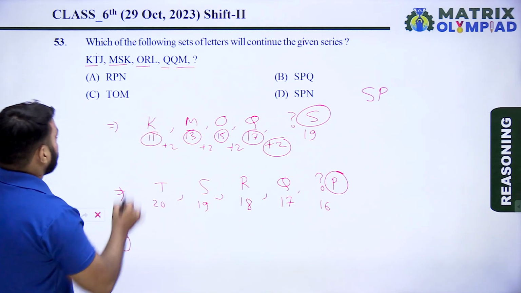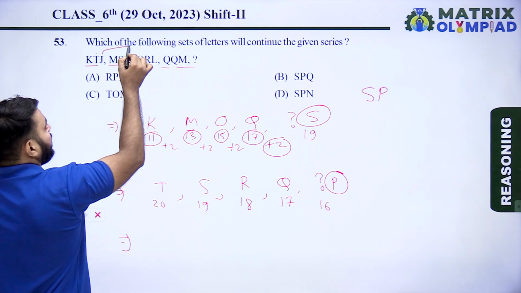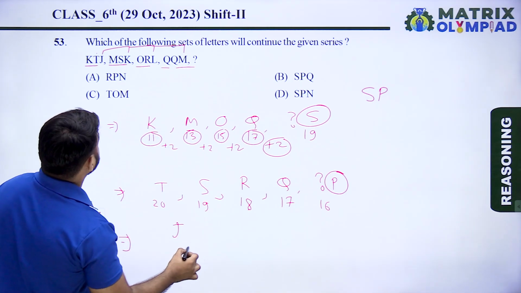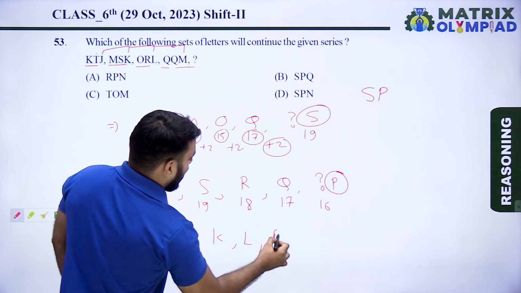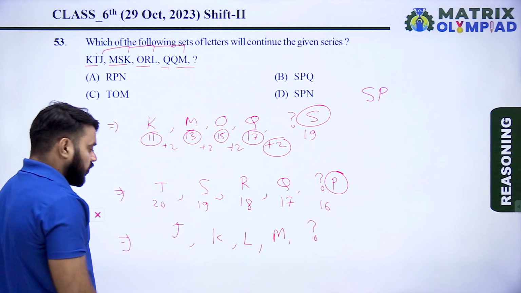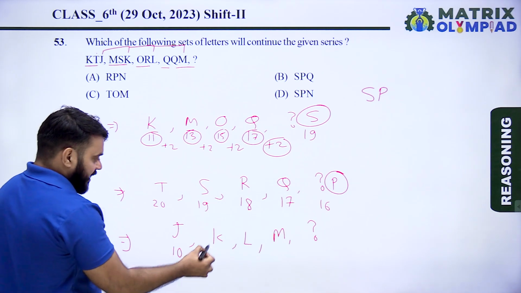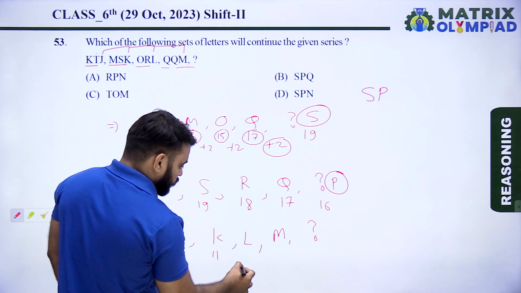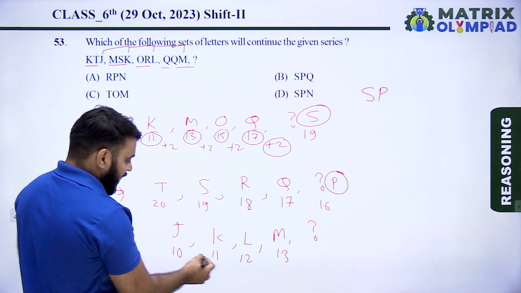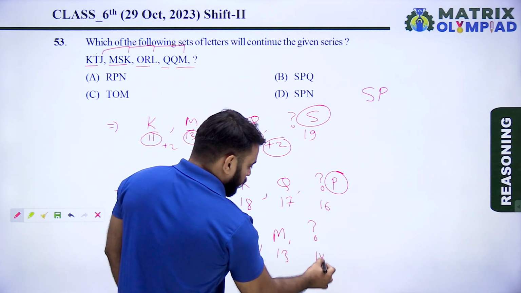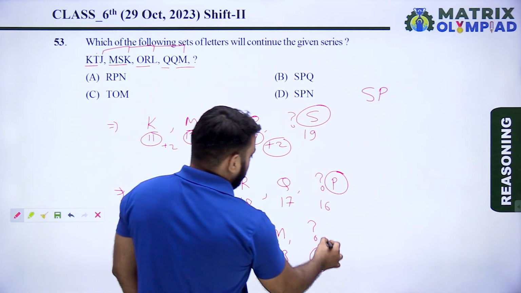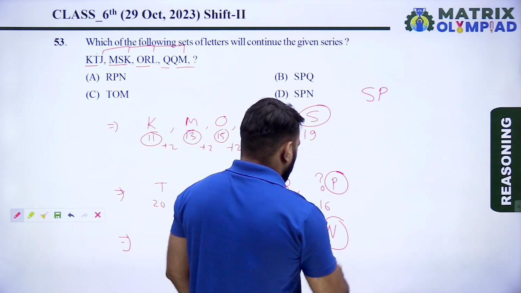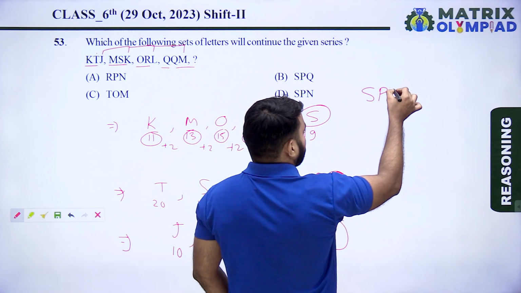Now taking the third letter of each term. The third letter of each term is J, K, L, M, and the next is missing. The position of J in the English alphabet is 10, K means 11, L means 12, M means 13. So 10, 11, 12, 13, and now the next is 14. So 14 means N. The position of N in the English alphabet is 14. So the third letter of the missing term is N.